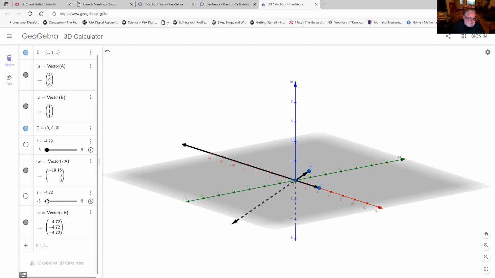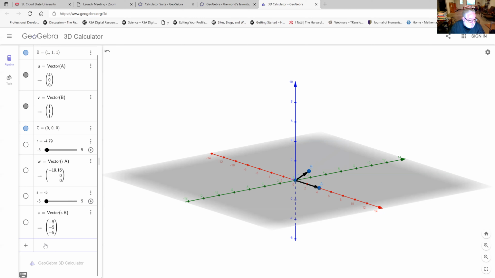Great. So let's leave those both there. Hide both of these for the moment. So if I take all linear combinations of these two vectors A and B, what do I get?